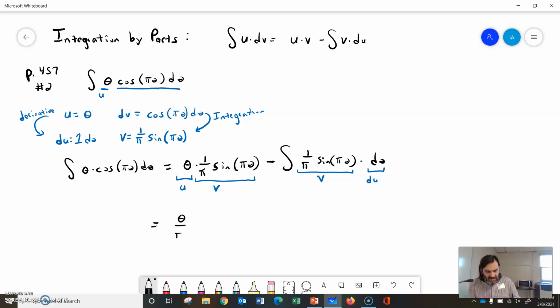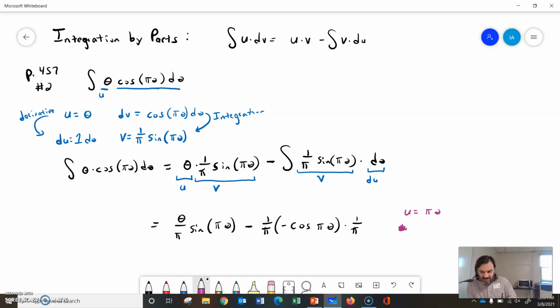It'll be theta over pi sine of pi theta, and then out here we'll have minus. So we're going to integrate this thing over here, 1 over pi sine pi theta. The main thing here is the 1 over pi stays because it's a coefficient. The integral of sine is negative cosine. Negative cosine of pi theta. And then from the u substitution you'll get 1 over pi again. So the coefficient stays there, and then the u part is hanging out. If you need to see that, you could have u being pi theta, and then du equals pi d theta.